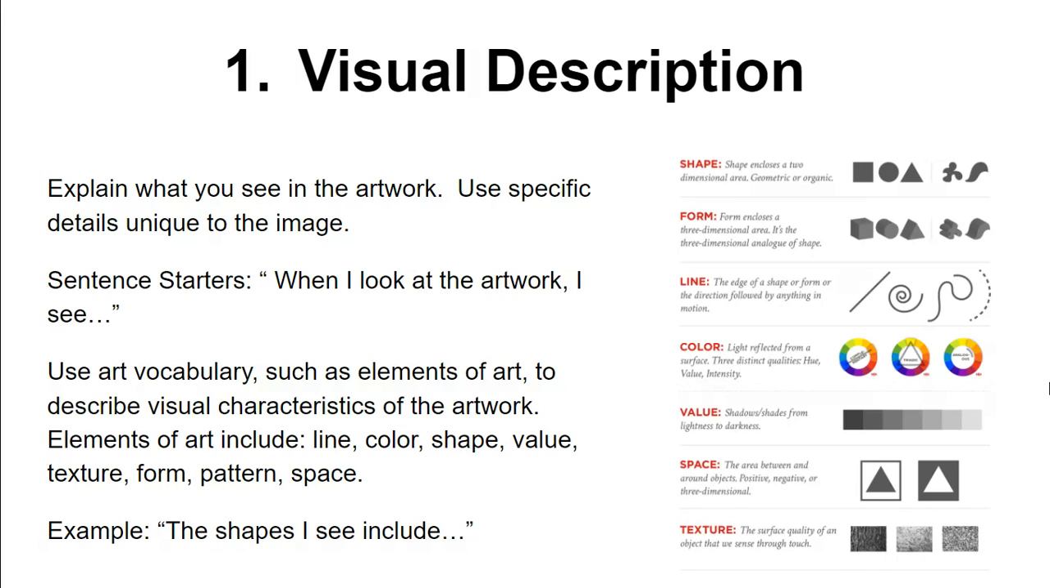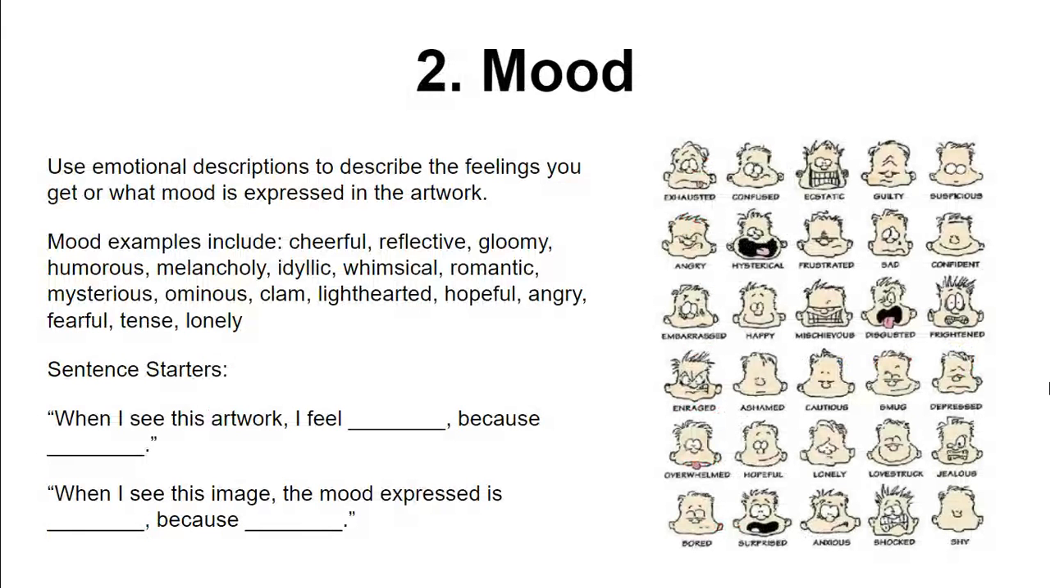Here's an example. The shapes I see include, and then list the shapes. Or the colors I see include, and list the colors. So describe what you're seeing as if you're telling it to somebody who is blind or someone who's not looking at the artwork. Second is mood.